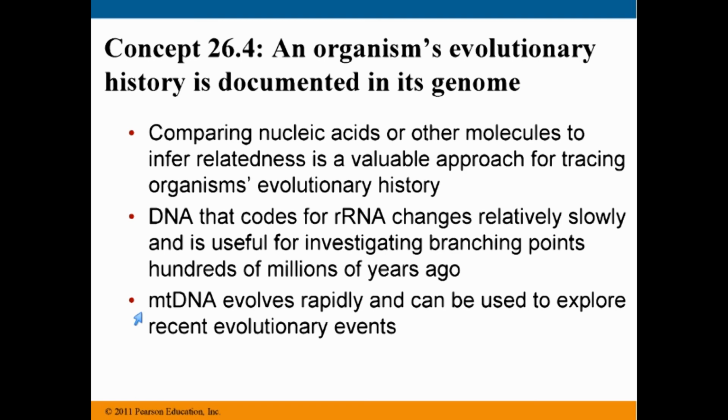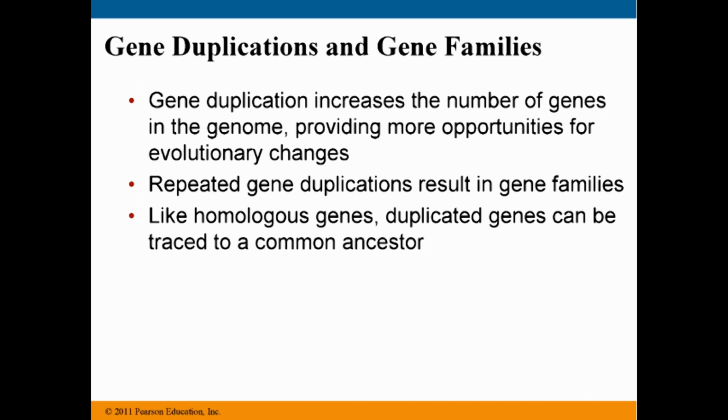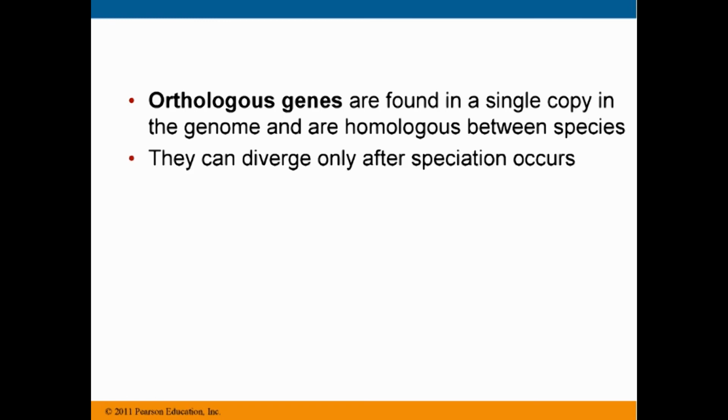Mitochondrial DNA, so the DNA that's present in mitochondria, evolves very rapidly. So you can look at recent evolutionary events when you look at mitochondrial DNA. Gene duplications and gene families can lead to increasing the number of genes in a family. So a lot of times when you get gene duplication events, it's easy to trace back to a common ancestor. So it's easy to trace when this gene duplication actually did occur.